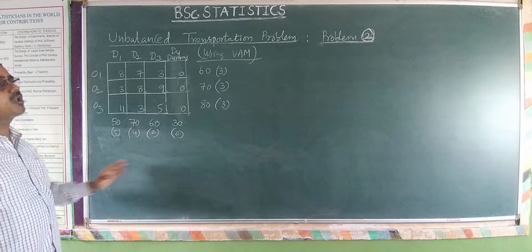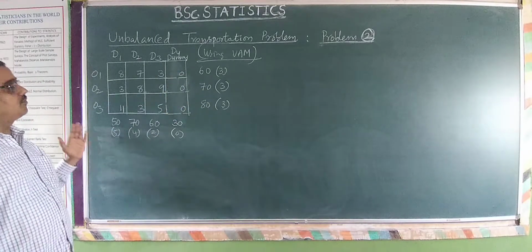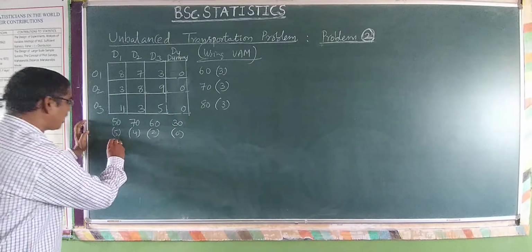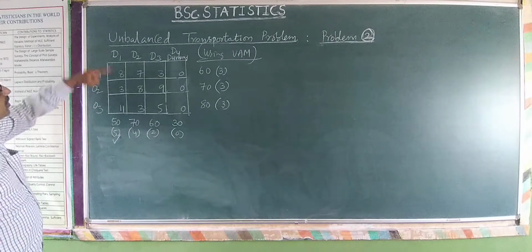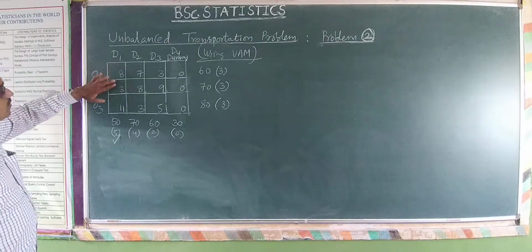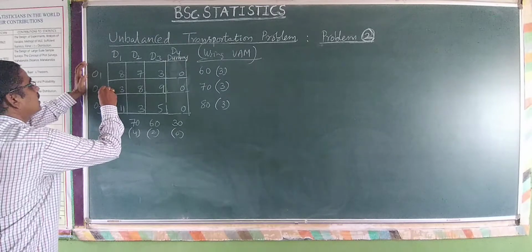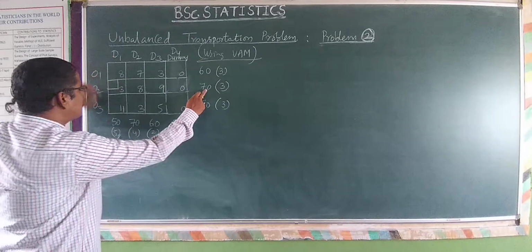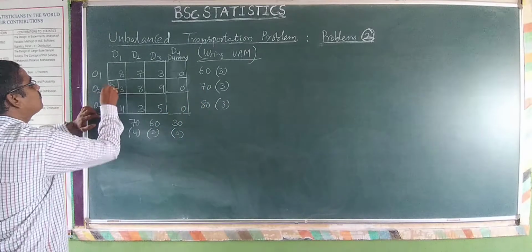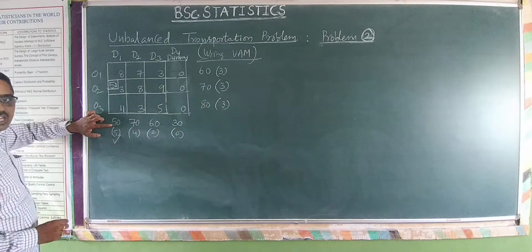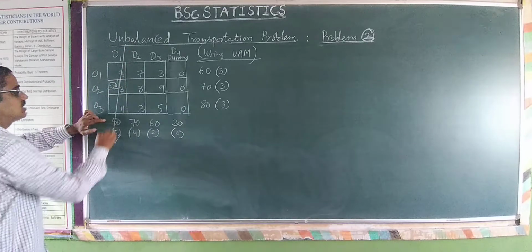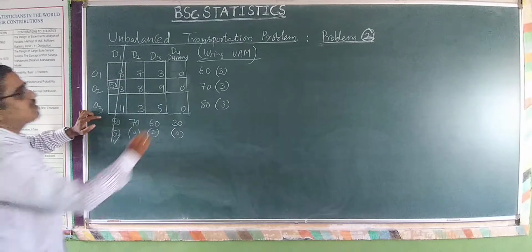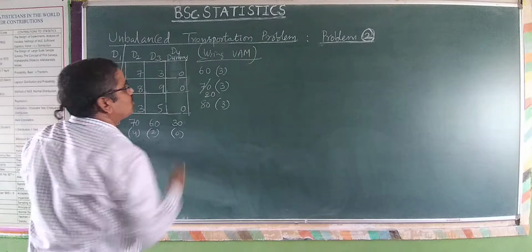So among all the penalties, the highest penalty is 5. It corresponds to this particular column, in which the minimum cost is 3. So the allocation is going to be made in this cell. Availability is 70, requirement is 50, so allocate 50, and the requirement is satisfied. Hence cancel the first column, and the remaining balance here is 20. So prepare the next table.